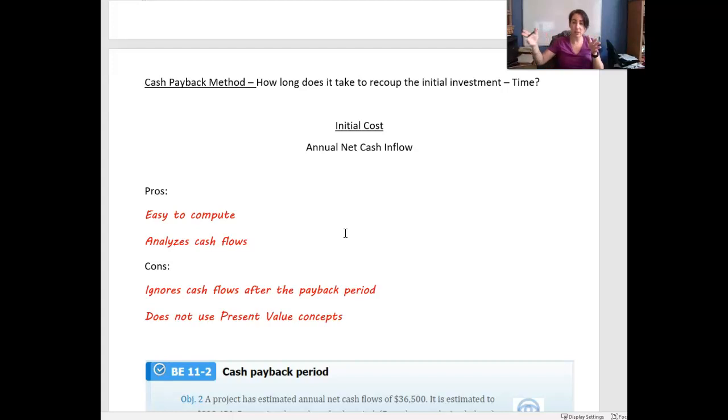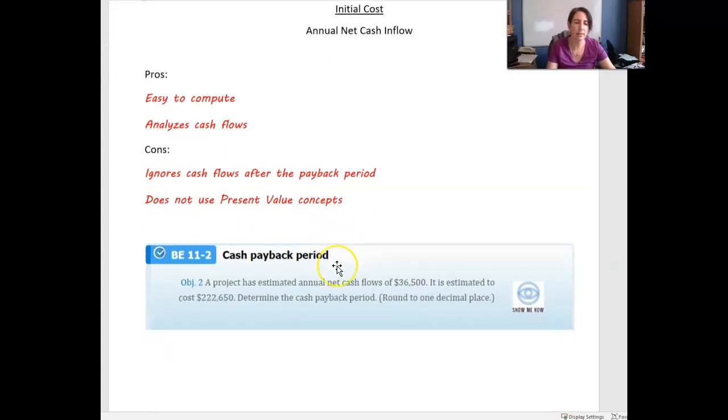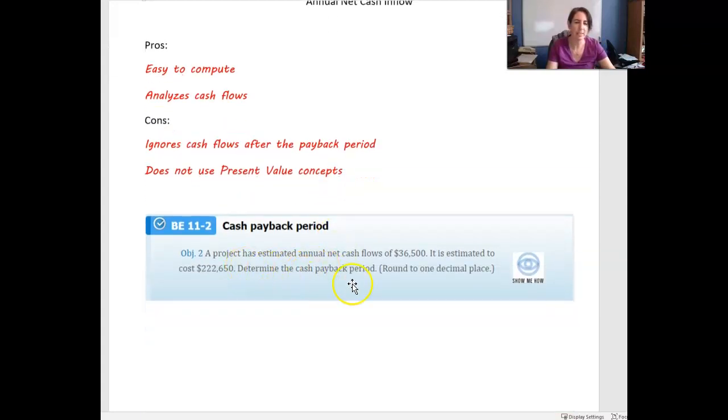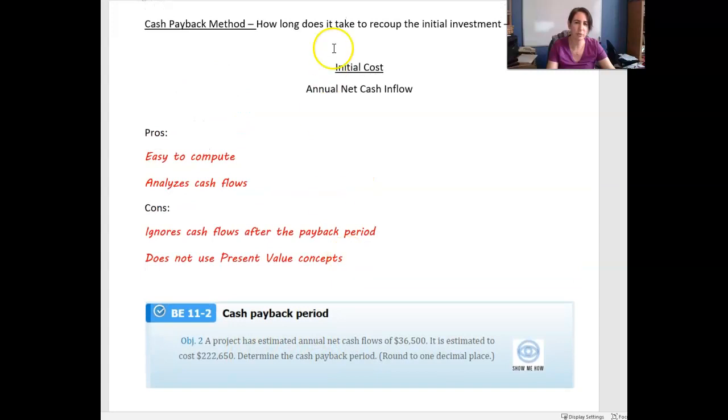It could still continue to earn money for us, whatever our investment is, but we're only concerned about a time period here. Is it going to take me 1 year? Is it going to take me 5 years? How long is it going to take me to get my money back? And we don't use present value concepts. We know that going in. Okay, so let's look at an example. Oh, here's your formula, sorry. Initial cost divided by the annual net cash inflow, right?